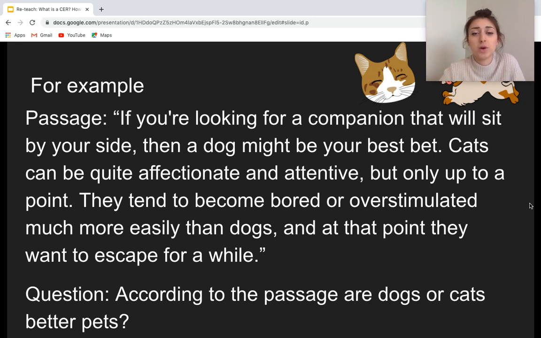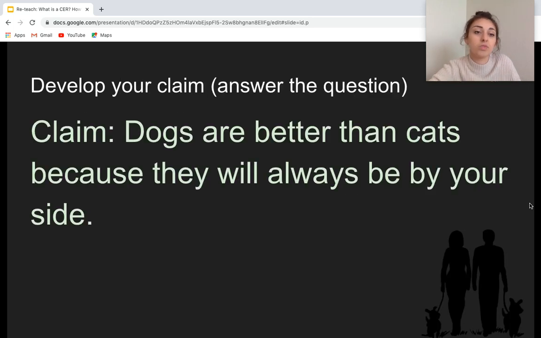It says cats can be quite affectionate and attentive, only up to a point. They tend to become bored or overstimulated much more easily than dogs, and at that point they want to escape for a while. Okay, so it just said a bunch of bad things about cats after it said that dogs are great. So this shows me that dogs are the better pets according to this passage. So that would be your claim. Dogs are better than cats because they will always be by your side.